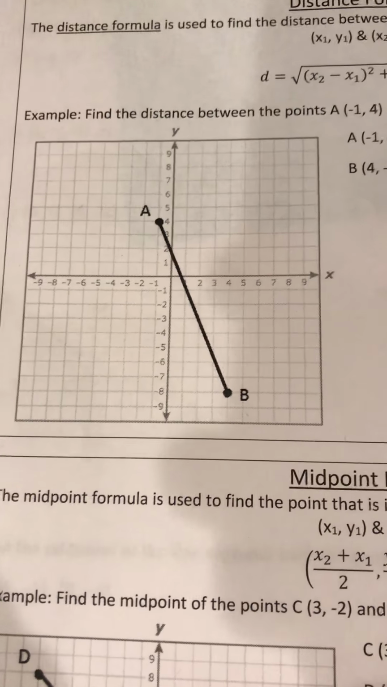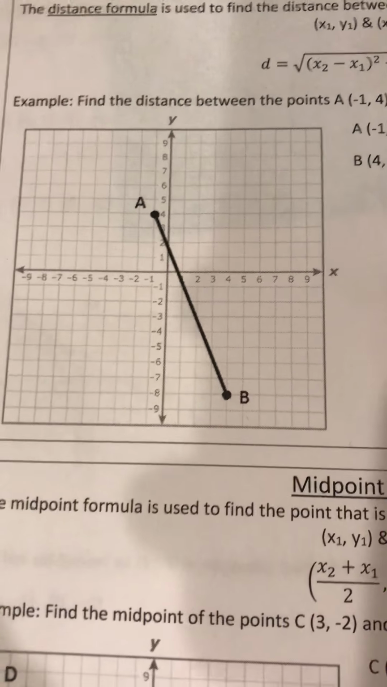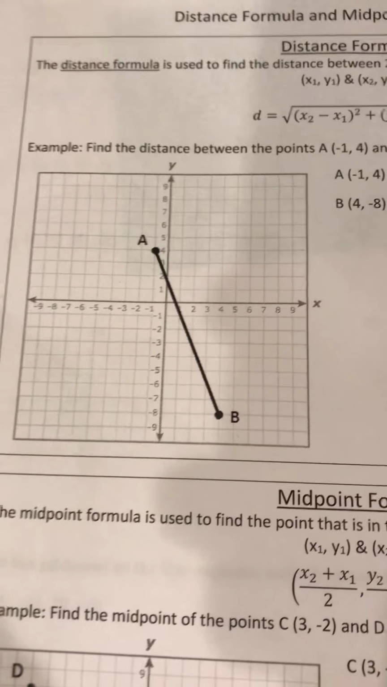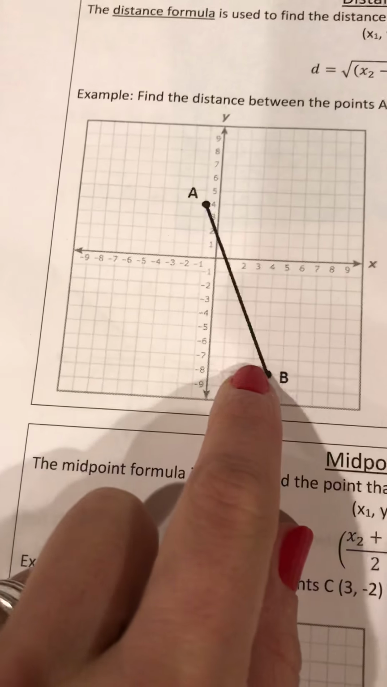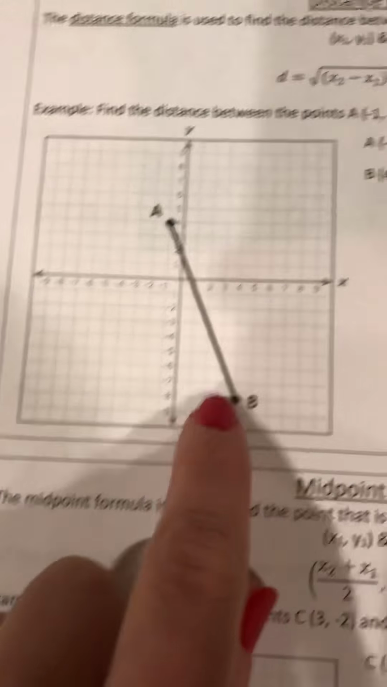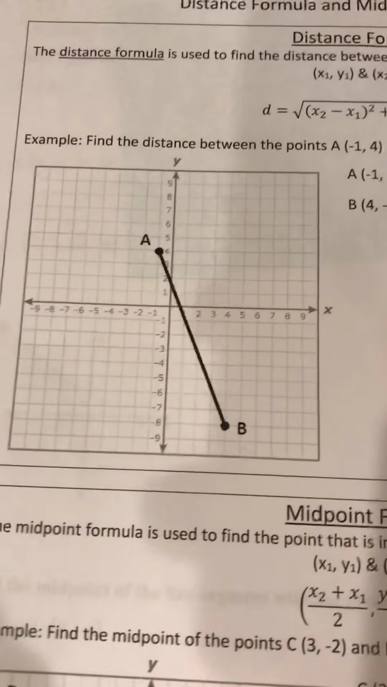Now, it's super easy if the line is horizontal or vertical because you can just count the blocks. But as you see in this case, the line is diagonal. And we can't sit here and count the blocks because they're not even with one another. So you can't sit here and say, oh, there's 1, there's 2, there's 3, there's 4. No, it doesn't work that way.